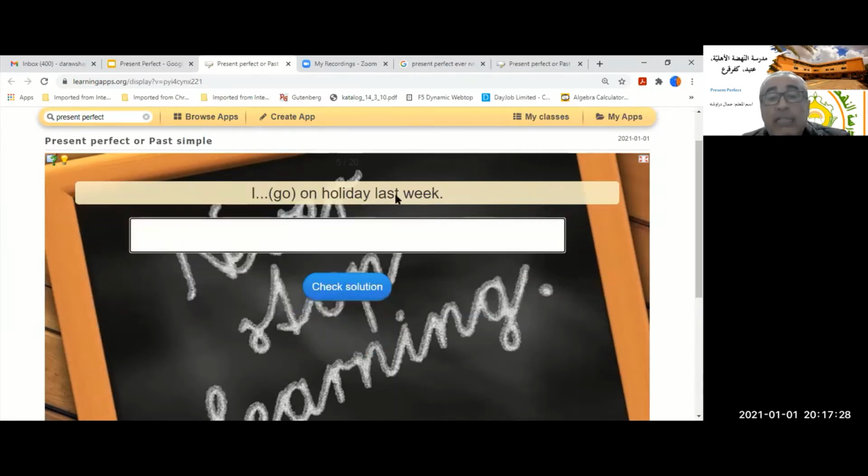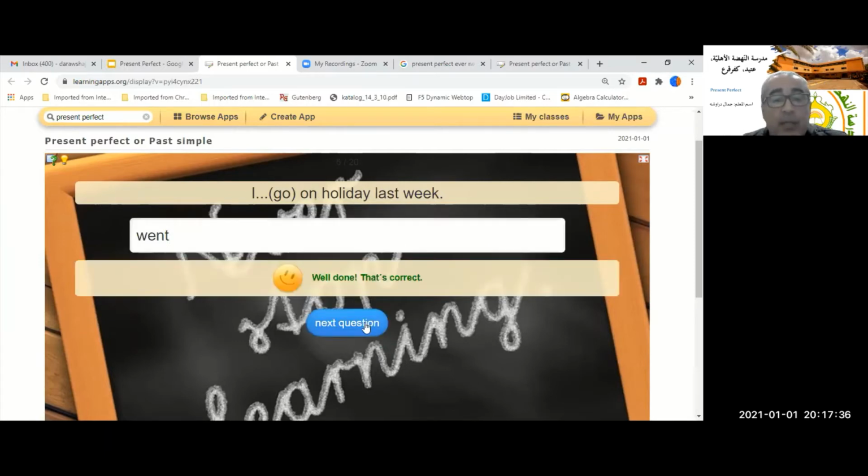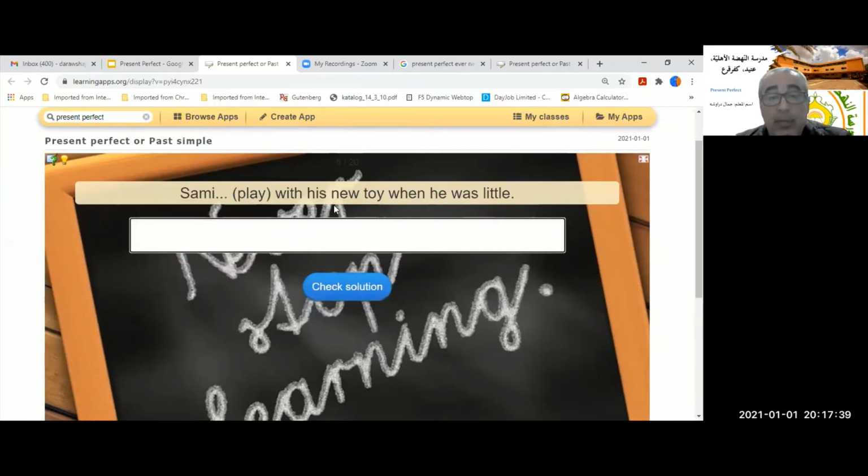I go on holiday last week. We have last week. It's easy. It should be past simple. Excellent. I went on holiday last week. Okay. Sammy played with his new toy when he was little. Look at when he was little. So this is a time expression. When Sammy played. Excellent. Okay.